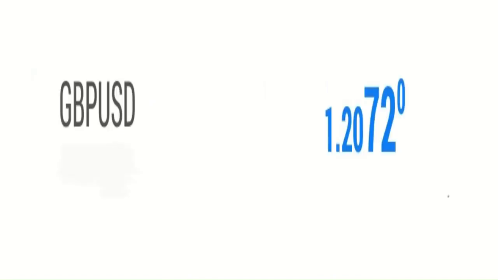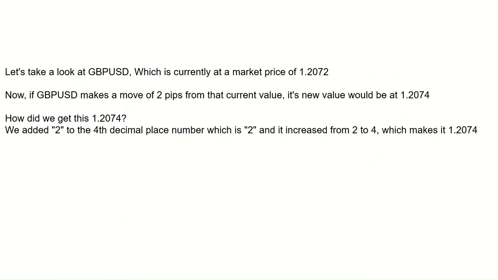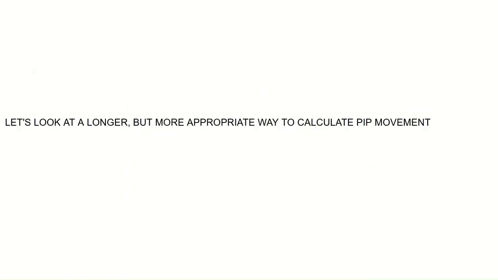Let me re-explain this also. We explained earlier that EUR/USD makes a movement of 1 pip, and we added the 1 pip to the fourth decimal place. Now, this is GBP/USD. It makes a movement of 2 pips. Now, we are going to add that 2 pips to the fourth decimal number, which is 2. So, 1.2072 becomes 1.2074 because we added the 2 pip movements to the fourth decimal number, which is 2. I hope you understand it now.